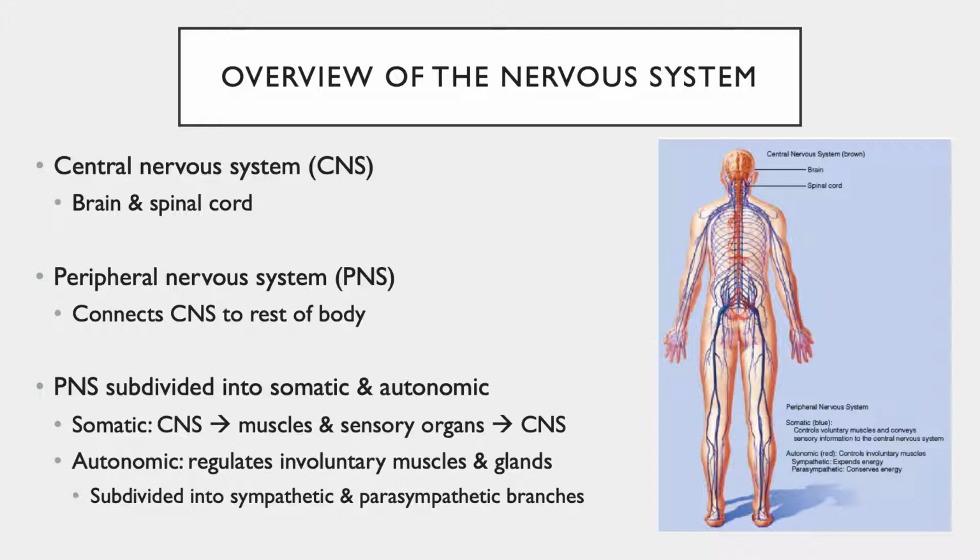The autonomic nervous system is further subdivided into the sympathetic and parasympathetic branches. While the sympathetic nervous system is often referred to as the fight, flight, freeze response, the parasympathetic nervous system is often referred to as the rest and digest response. We'll go into more detail about the autonomic nervous system when we cover the stress response in Unit 2 of this course.